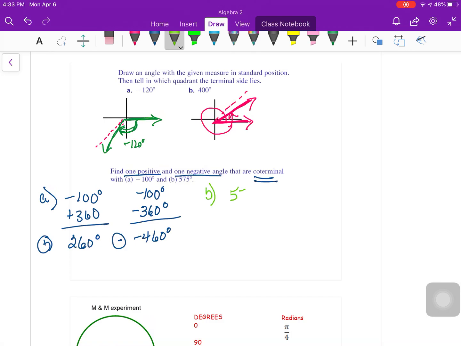Now B starts at 575. If I want a positive, I'm going to have to add 360. So it gives me 935 degrees for my positive.